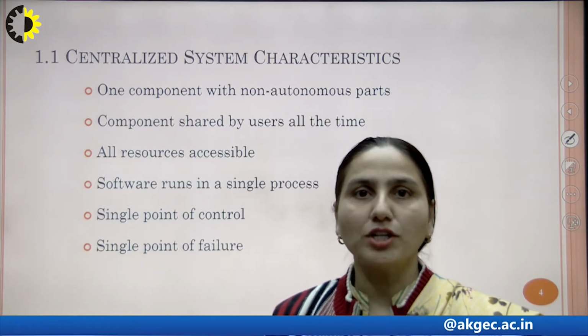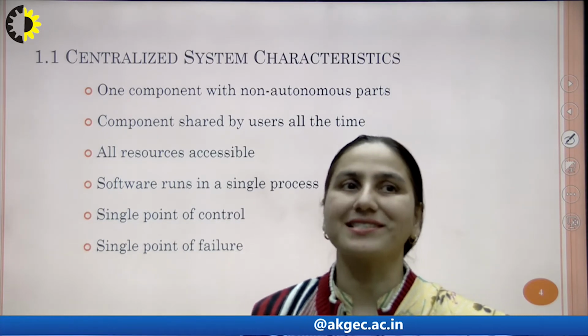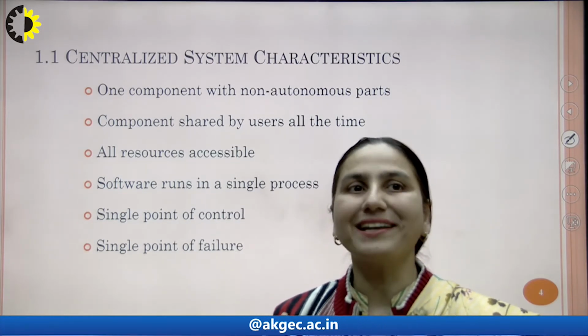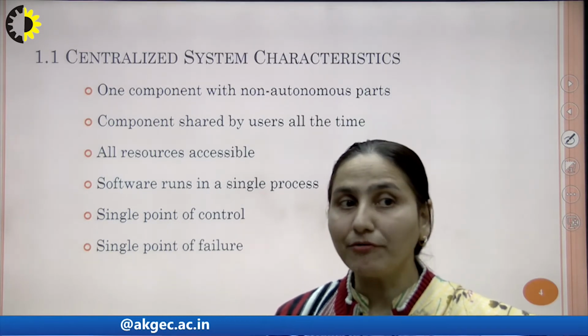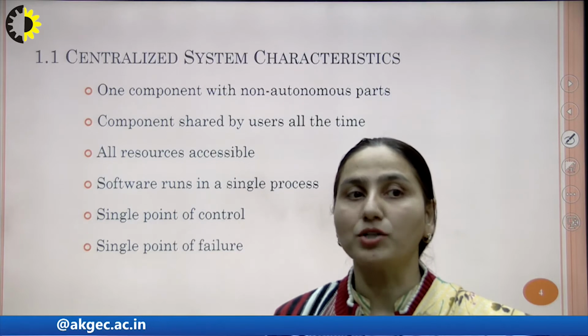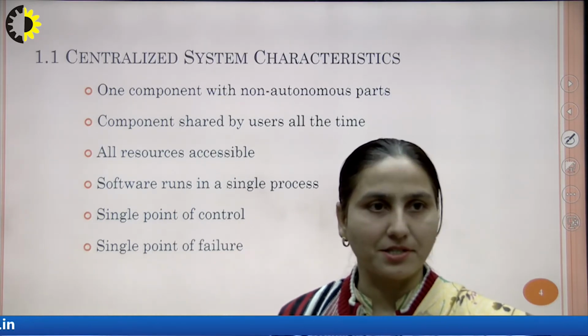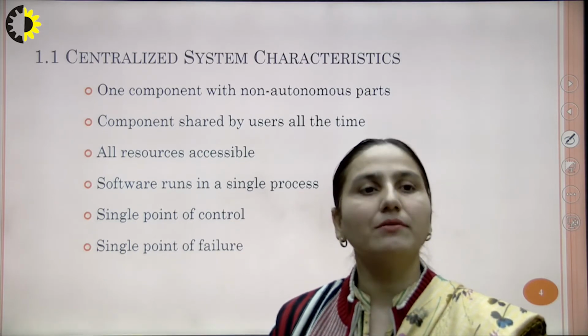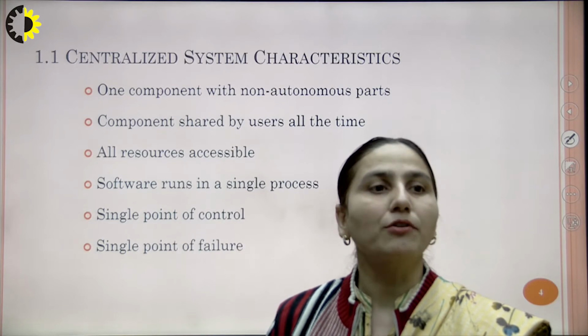This we are talking about in terms of a centralized system. This is not a distributed system, this is a centralized system. So, these are the different characteristics of the centralized system. There can be a single point of failure, similarly a single point of control. That means there is one point which is controlling the complete system, and if that particular system fails, the whole system is going to fail. So, there is a single point of failure too.